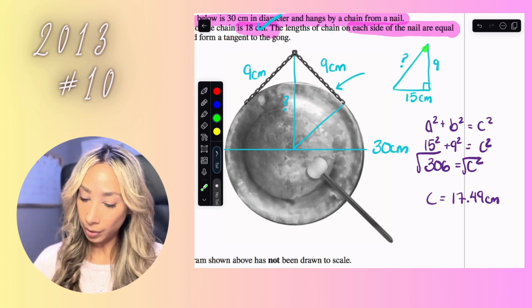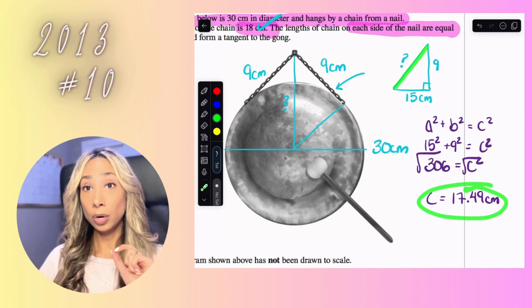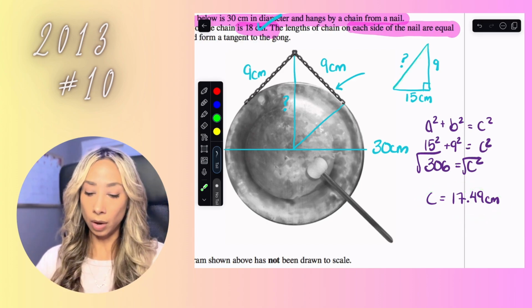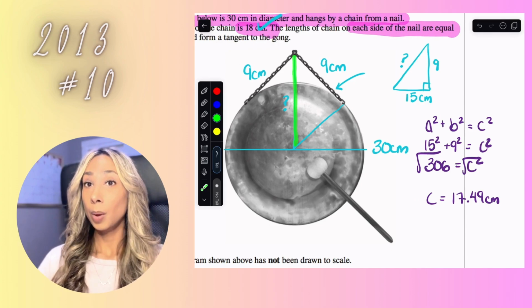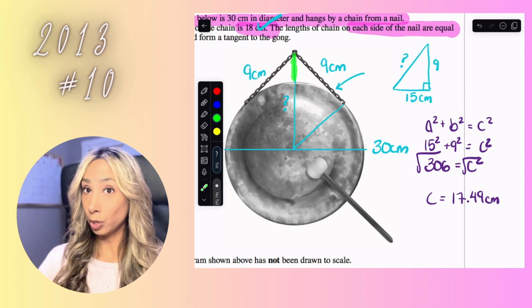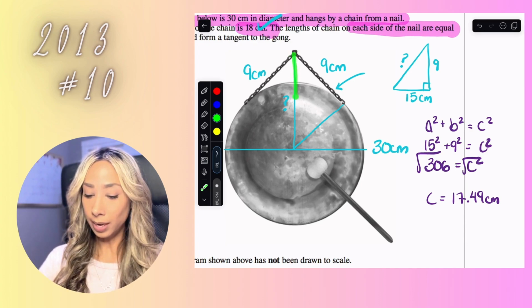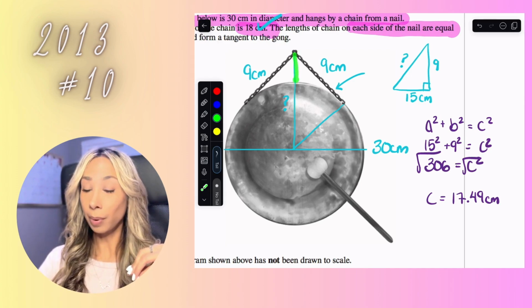Now let's go back and apply it to this question, okay? We know this value here is this, but on our gong and the nail above the gong, that is just this value here. But the question asked, we need to find out this portion here. So if we have the total length of the hypotenuse, or this line here, how do we subtract the part from the gong to just get the part that we need to find out?